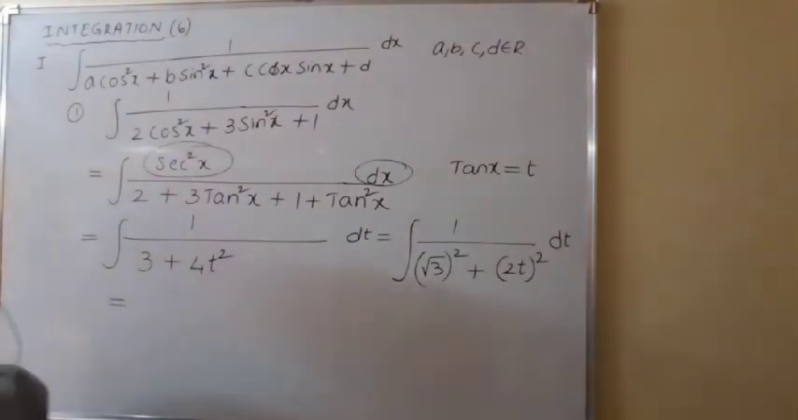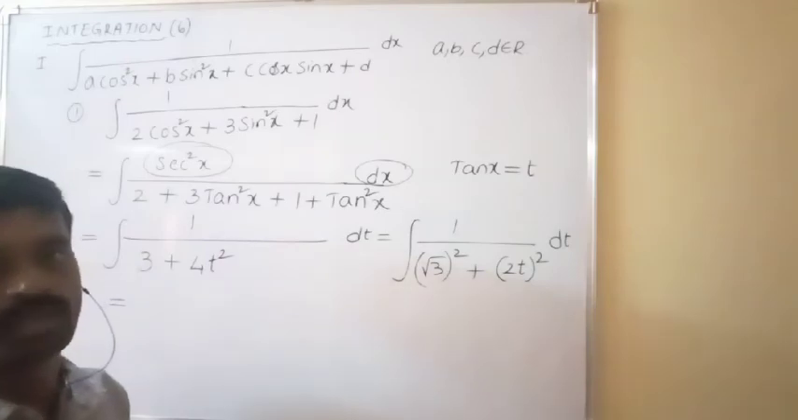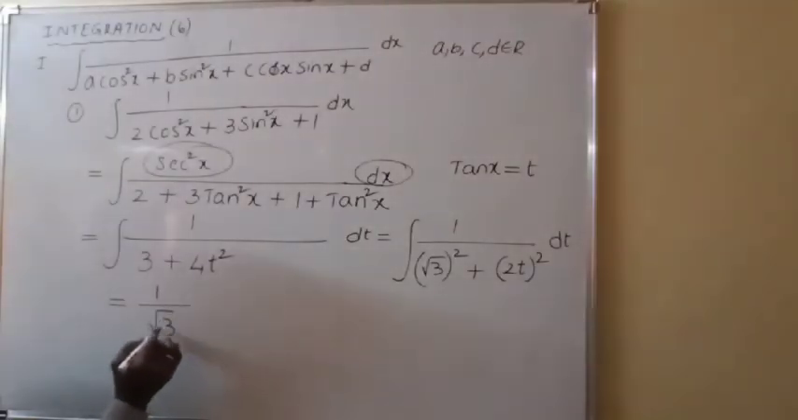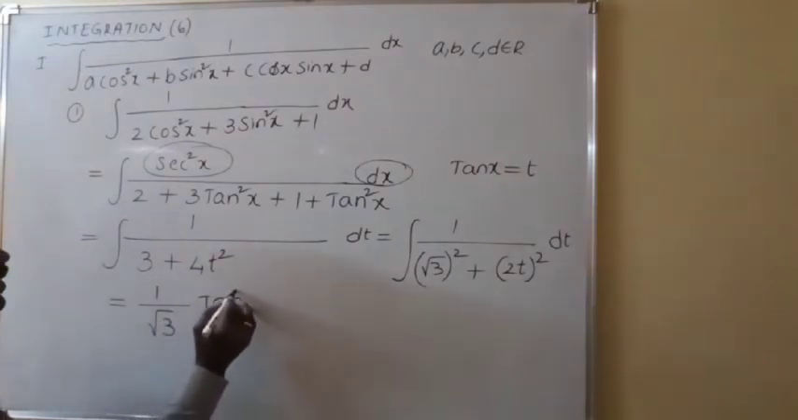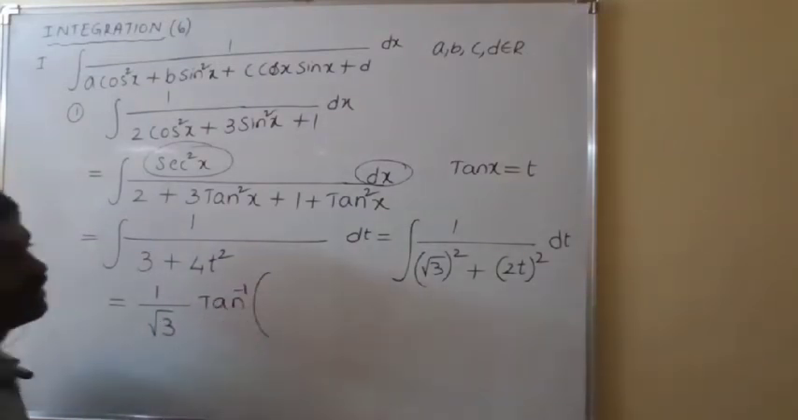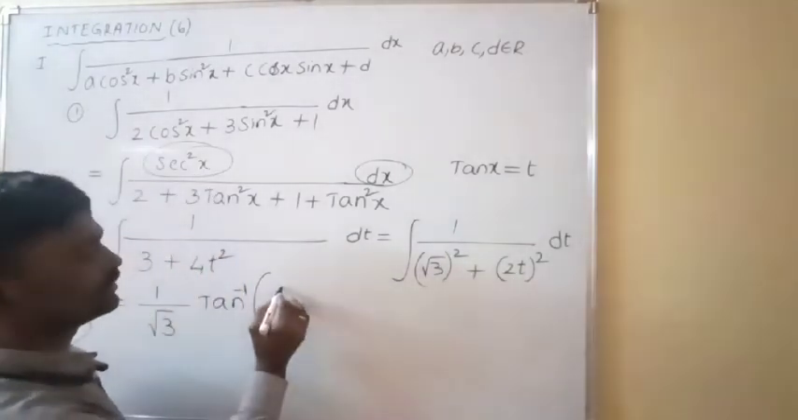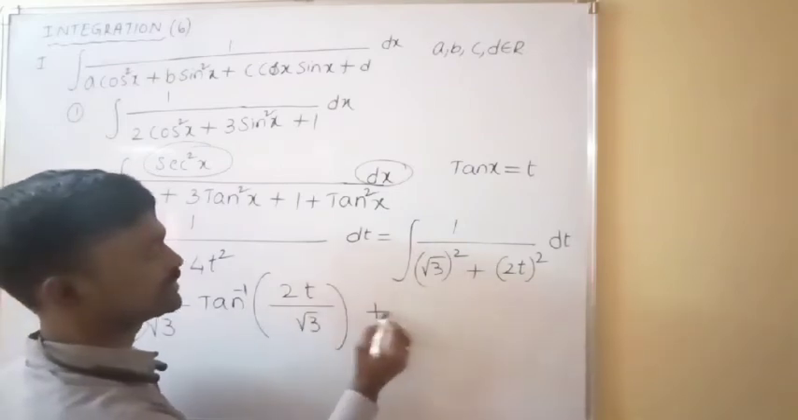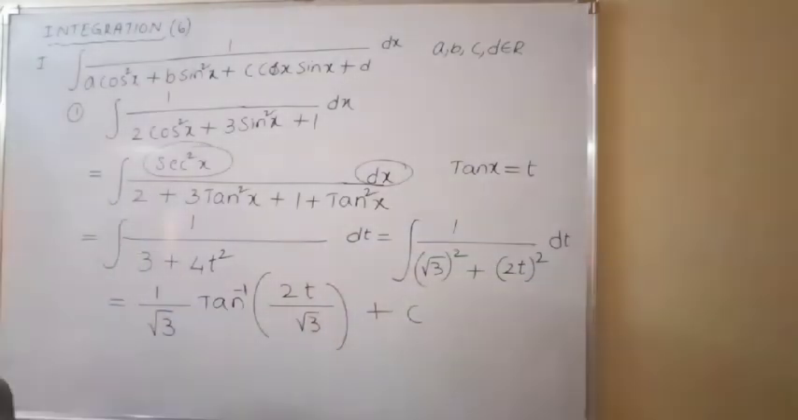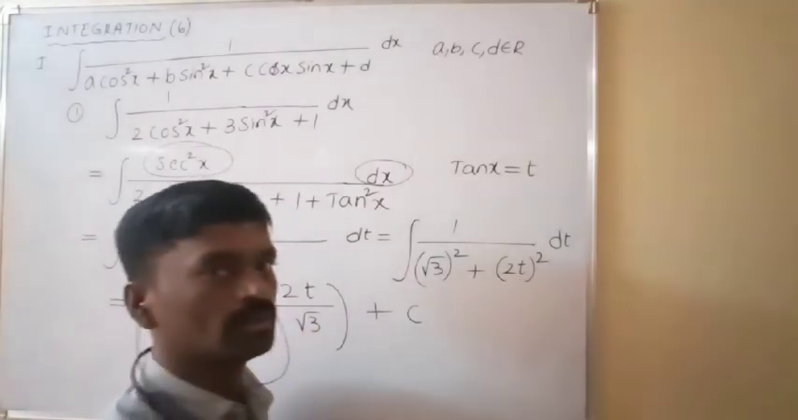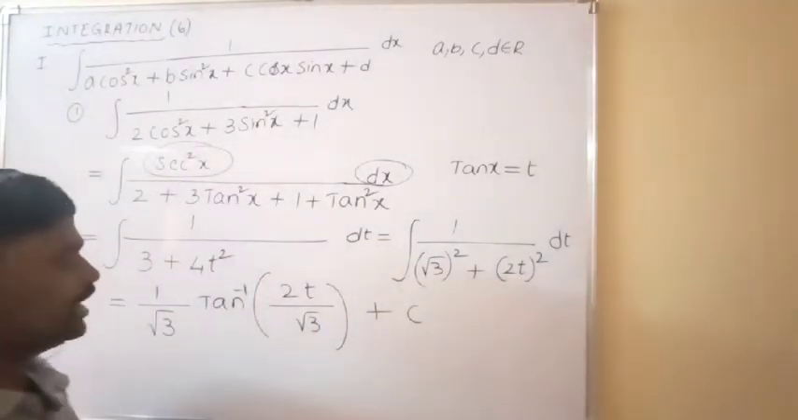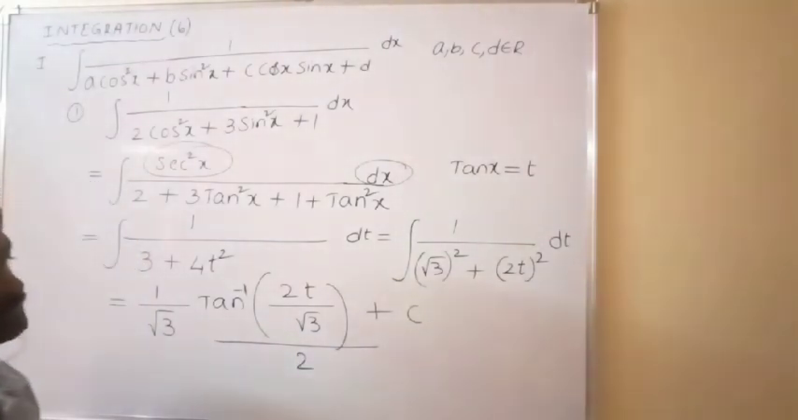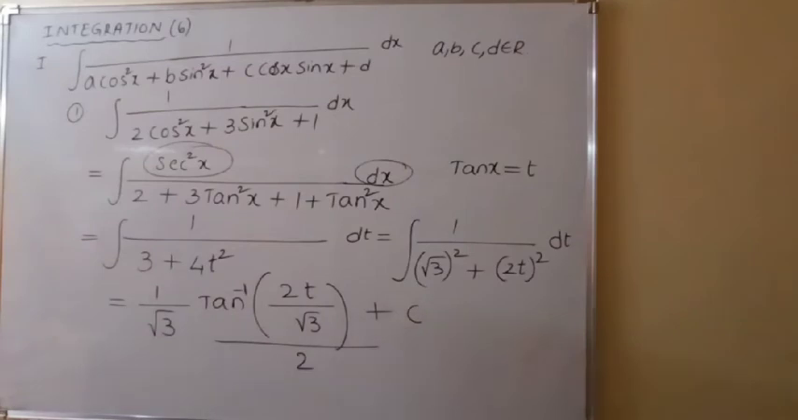Integral 1 upon a square plus x square into dx formula is what? 1 by a tan inverse x by a. So 1 by a. What is a here? Root 3, tan inverse of x by a. What is x here? 2t by a, root 3, plus c. But here instead of x what we have? 2t, which is a linear factor. So we have to divide with the t coefficient. What is the t coefficient there? 2. Now you put t is equal to tan x.